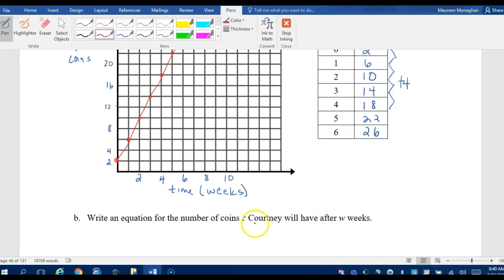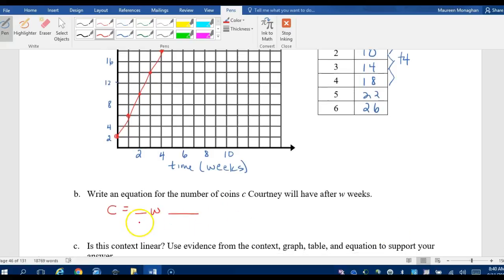Number of coins C, Courtney will have after W weeks. So C is going to equal something W plus or minus something. Okay, remember we talked in the previous video? The number that is in front of this variable right here is our rate of change. And what is that? Well, that's 4. And what do we say this number is? That's always the y-intercept. So we could go right to the graph and we see what the y-intercept is. Oh my gosh, it's right there. It's plus 2. And it was right there in front of us.